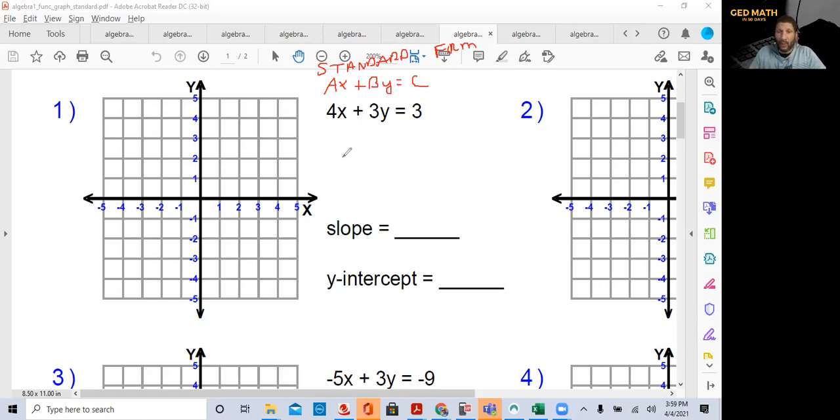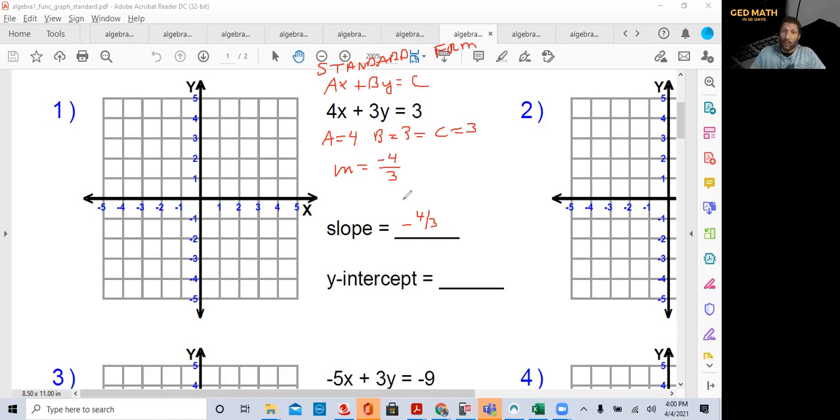So AX plus BY equals C. My A is 4, my B is 3, and my C is 3. In order to find the slope, I'm going to take the opposite of A. So instead of positive 4, I'm going to have negative 4. And I'll put that over B, which is 3. So my slope is negative 4/3. That easy. You don't have to go solve for Y, what many teachers and a lot of adult educators show you. What I'm showing you is a fast, quick way to find the slope from standard form. Take the opposite of A and put it over B.